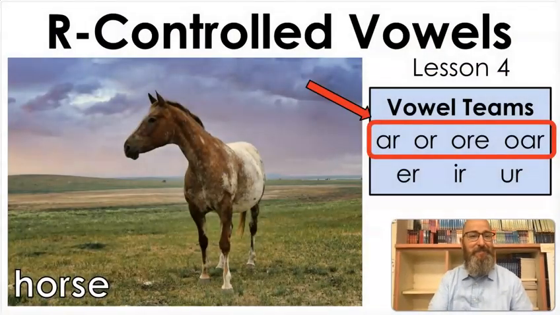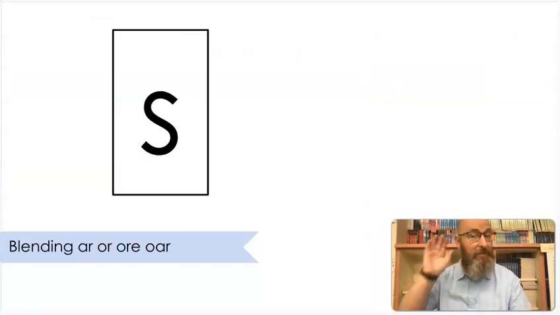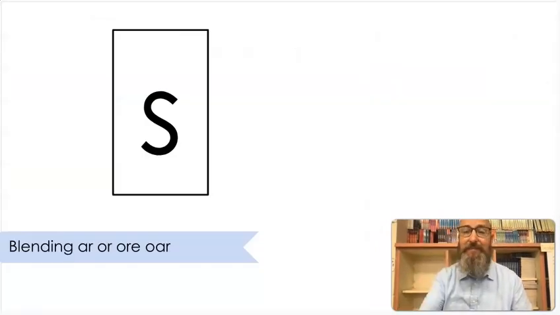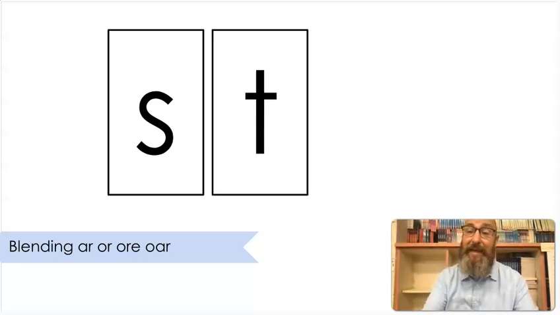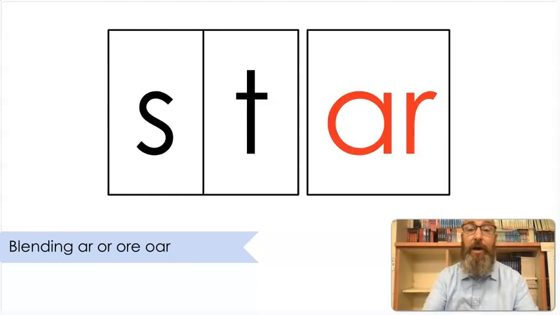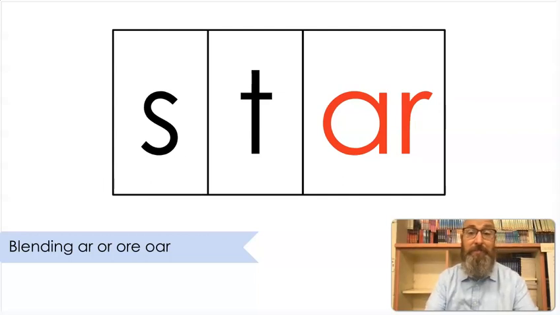Now, let's move on to reading some words that have these different letter combinations in them. All right, let's get started. Sound, S. Sound, T. Put that together, St. Sound, AR. Put that together, star. At night, you might see stars in the sky. Or we could say, I bet you are a reading star.